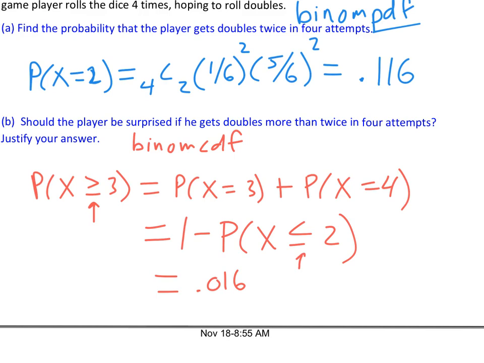So the question was asking, so that 0.016, that's coming from the binomial CDF feature. Would you be surprised if this occurred? Yeah. This probability is quite low. If you rolled 4 times to get doubles 3 of the 4 or 4 out of 4, it would only happen about 1.6% of the time.